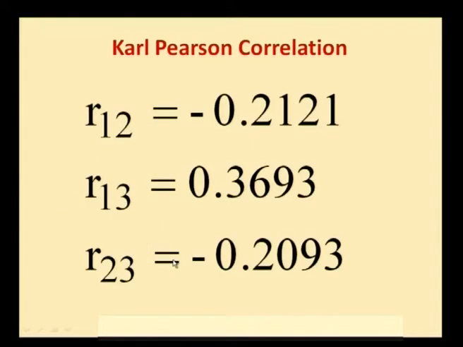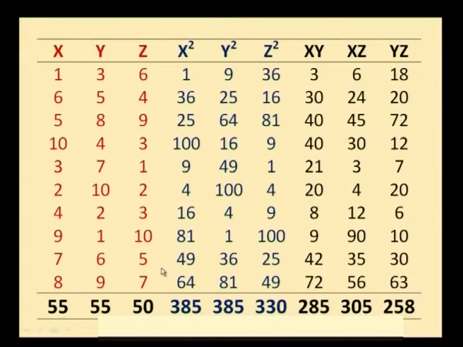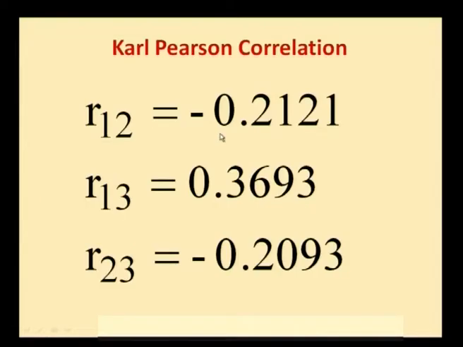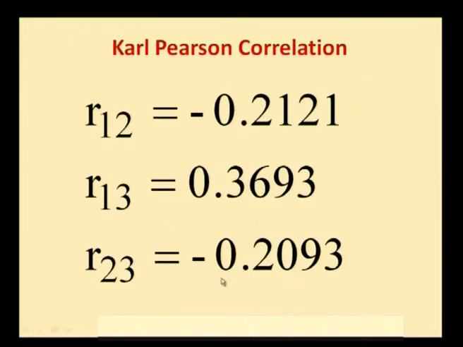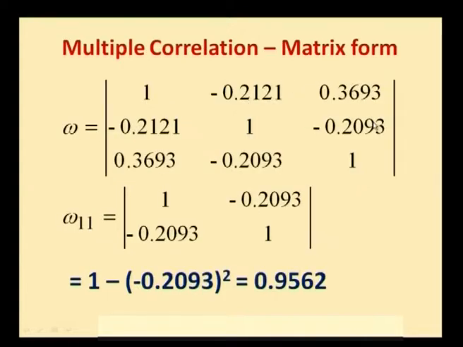In a similar way, I calculated R13 and R23. They are all based on the single table computation of x square, y square, z square and then the cross products. Now, we are ready with Karl Pearson's correlation between the three pairs of variables. Remember to plug them into the determinant here: the diagonals are 1, then R12, R13, R23, all of them are plugged here, and remember the symmetry here.